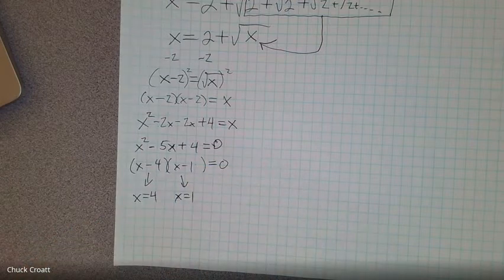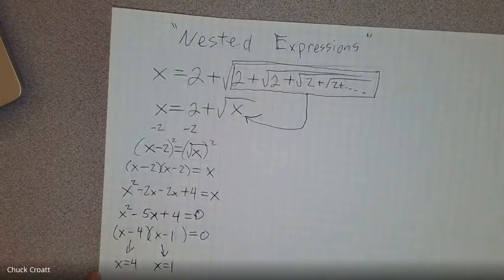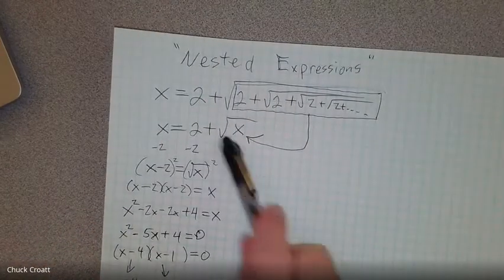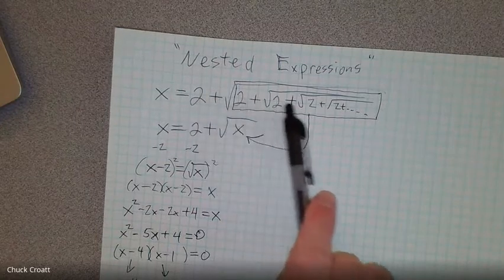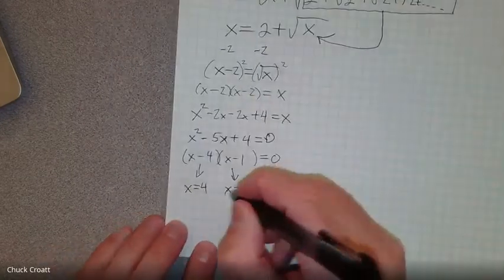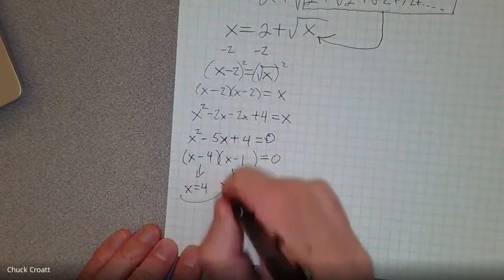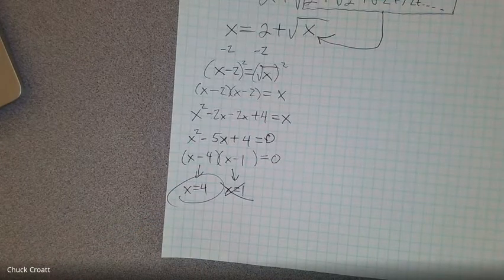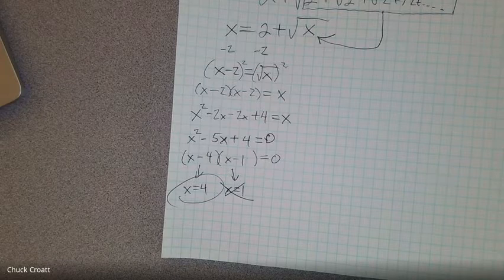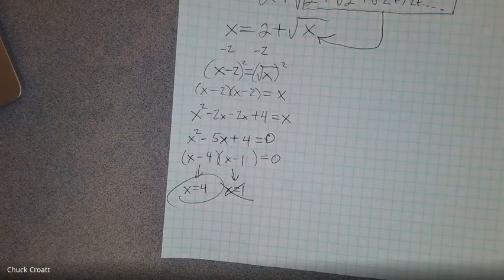And here's another case where instead of getting two numbers from the quadratic formula, I'm getting two numbers, but only one of them is going to make sense. If x is 2 plus a whole bunch of positive stuff, I'm going to throw out that positive 1 and say that the value of x is 4. So there we go. That is one version of nested expressions.